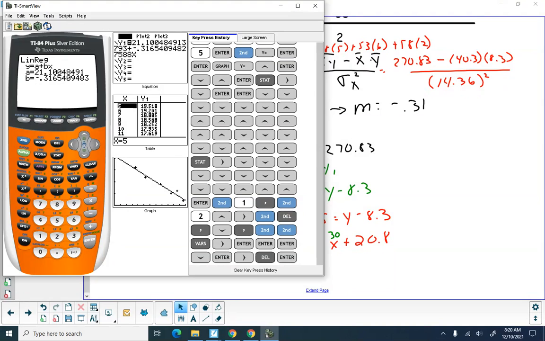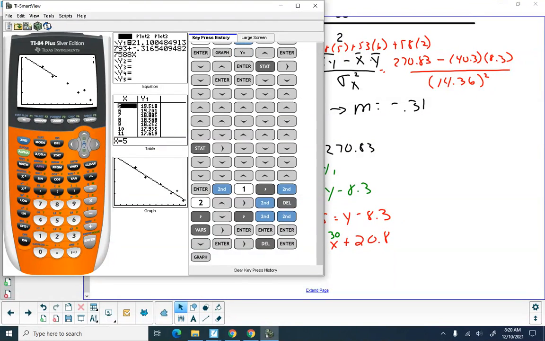What it gives me is that exact same equation, or close to it. It's doing exact values with that. But what it also does is if I go to my graph, it gives me my scatter plot, but it also draws the line for me, which shows you that's the prediction line for what I'm dealing with there.